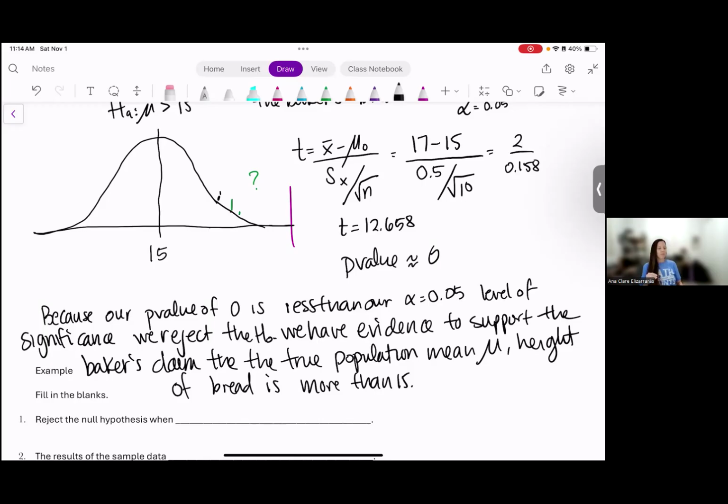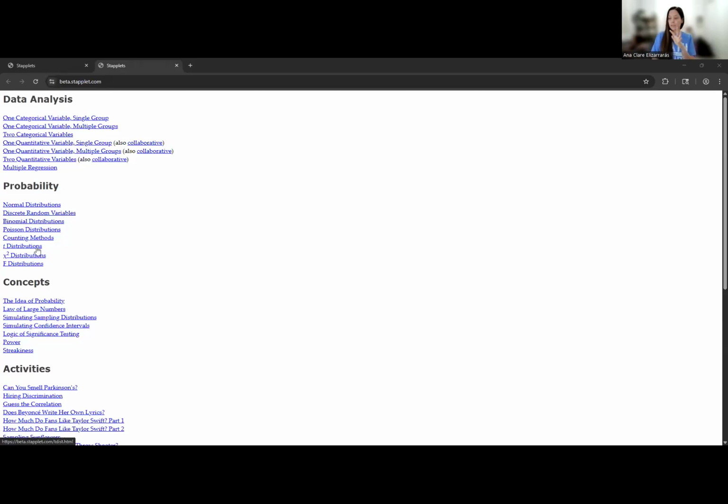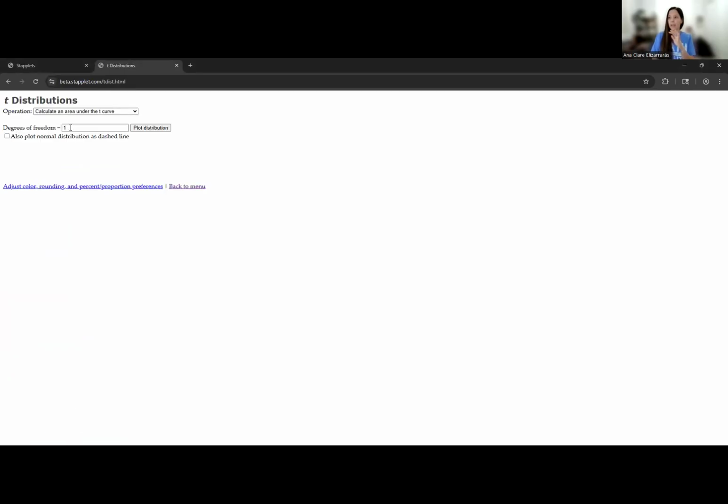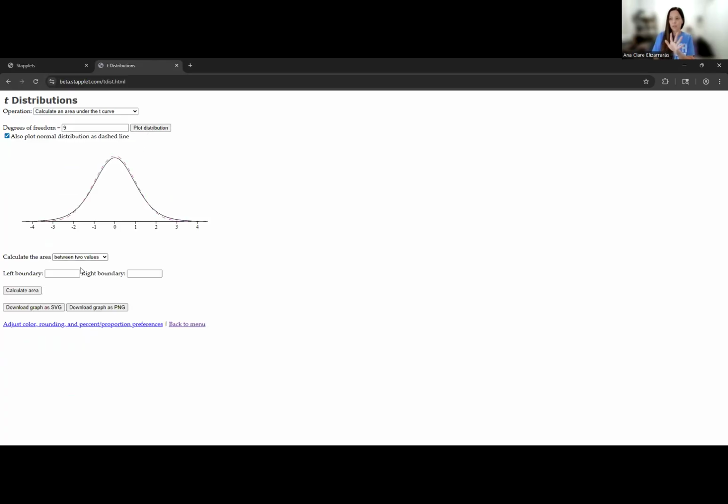Okay. If you were to go into Statlet, we can use these calculations with a t-distribution. What is the degrees of freedom? We need that information to go into Statlet, which we're going to do now. Okay, so this is a t-distribution, and we have degrees of freedom 9 because our sample size was 10. So n minus 1 is 9. I do like to plot the normal distribution, so we're going to plot this distribution.